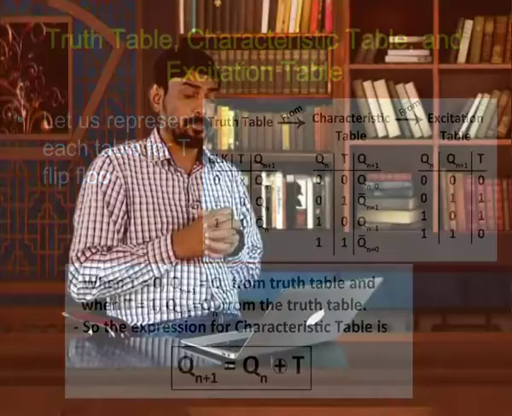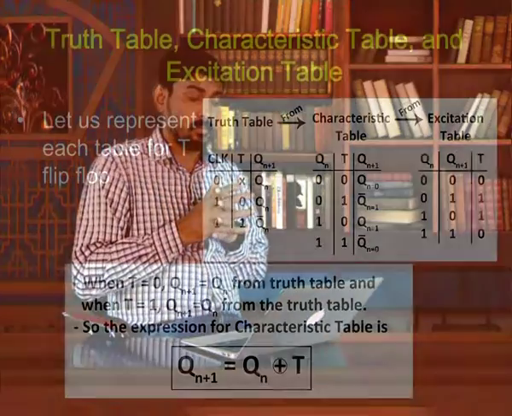Similarly, the excitation table gives us the information about the input that is given to the T flip flop by having the information of the present state and next state. So, these 3 tables can be used interchangeably depending on what we are looking for from the state diagram.